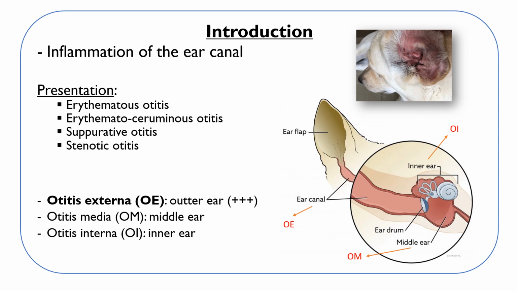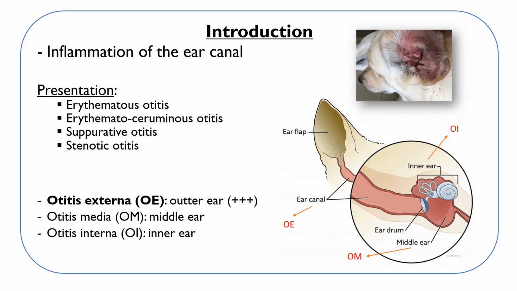An otitis is an inflammation of the ear canal. It can present as erythematous otitis when there's an inflammation of the ear canal without secretion, as erythemato-ceruminous otitis when there's inflammation of the ear canal and presence of abundant ceruminous exudate, as suppurative otitis when there's erosions in the ear canal and pus, and as stenotic otitis when there are hyperplastic changes of the ear canal.